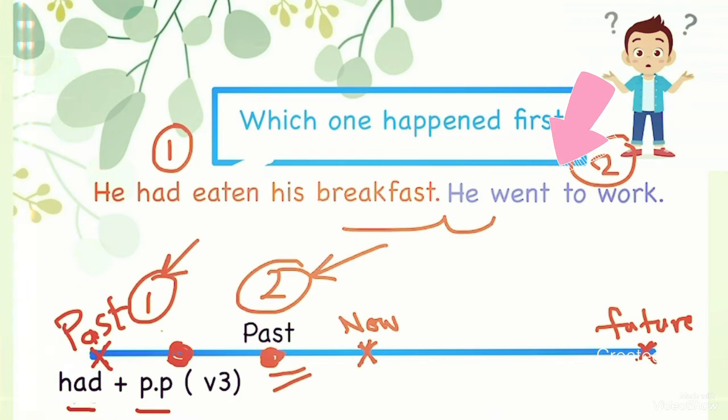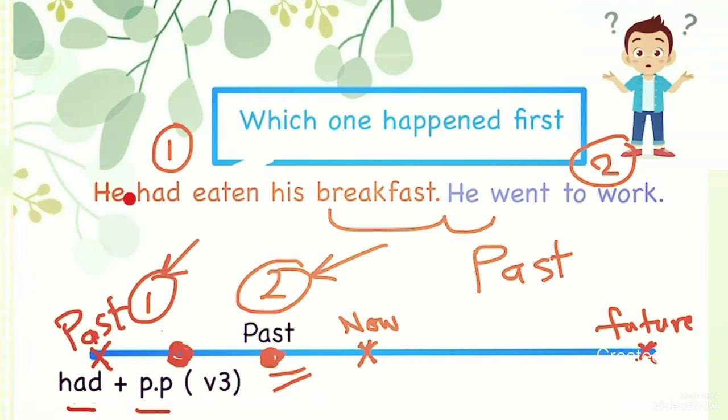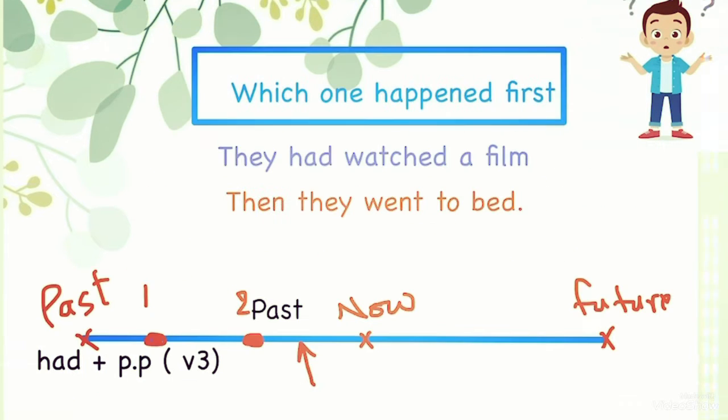So both actions happened in the past, but one action happened first. He had eaten his breakfast. This is number one. And number two, he went to work. So the action that happened first in the past will be put in had plus PP or V3, and the action that happened next will be put in the past. Let's see another example. Which one happened first? They had watched a film. They went to bed.